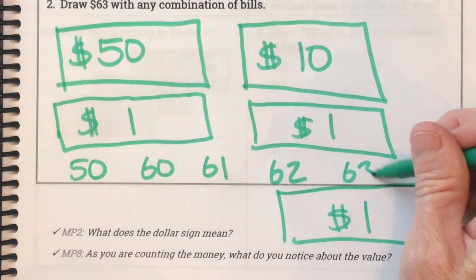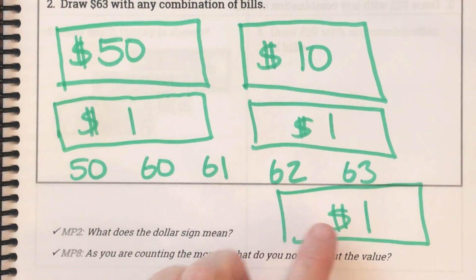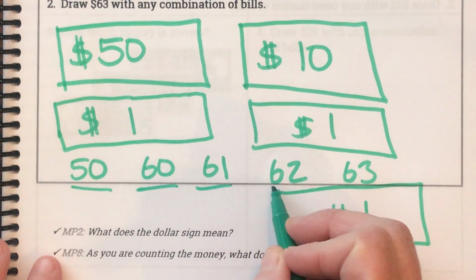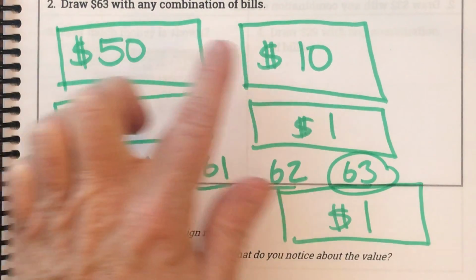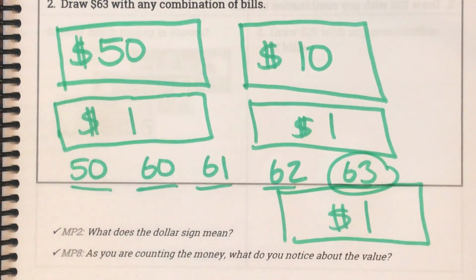So now she has 1, 2, 3, 4, 5 bills, and I counted her $63. So if you had a 50, a 10, and 1, 2, 3 $1 bills, you would have $63.